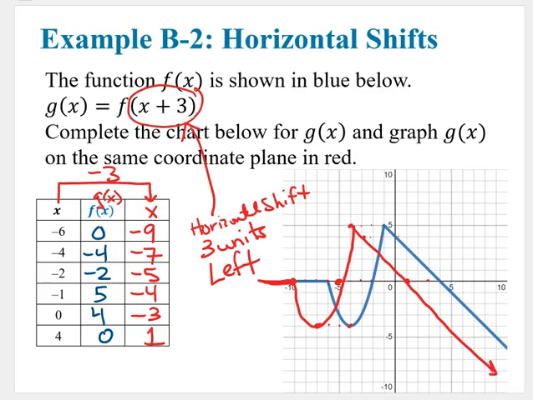So it looks like we took that whole blue graph and just shifted it 3 units to the left, just slid it over. So again, how it looks on the graph versus how it looks in the table of values. You probably won't be expected to do both on every problem, but I think it's good to see it both ways.